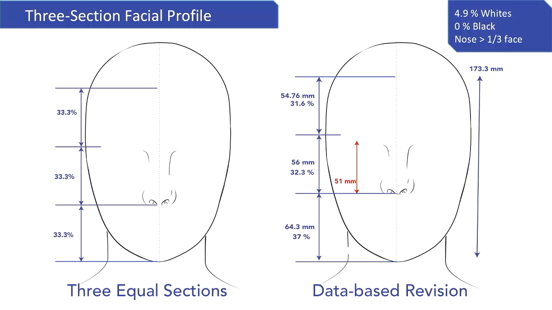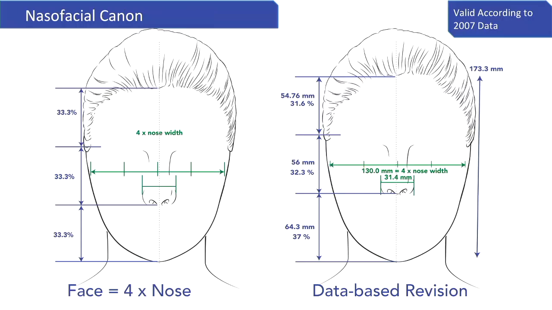The papers have male, female, black, and white as data points, so you can go back and reference if you want another characteristic. But I will talk about a female African-American model as well. So the database revision, you can see already the height of the nose is different. So the nose is longer. And on average, only 4.9% of whites in America follow this canon, and 0% of blacks do. And on average, the nose is larger than the third of the face, as we mentioned before.